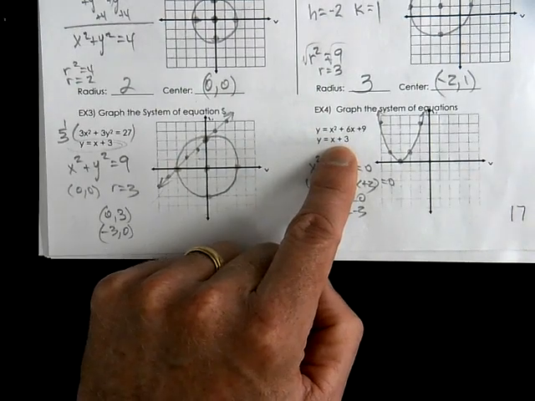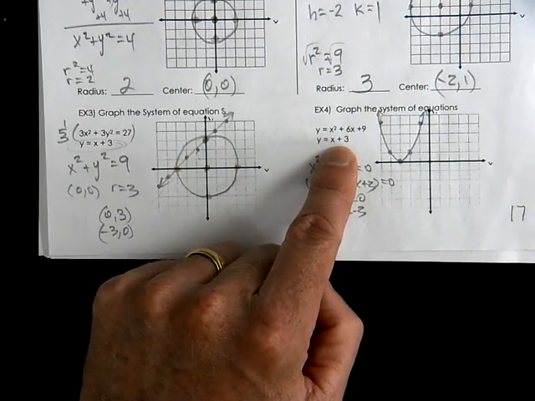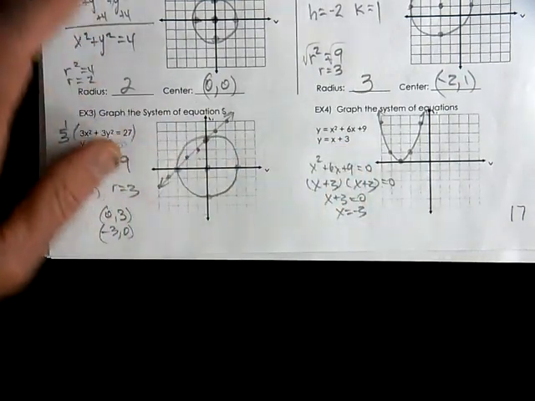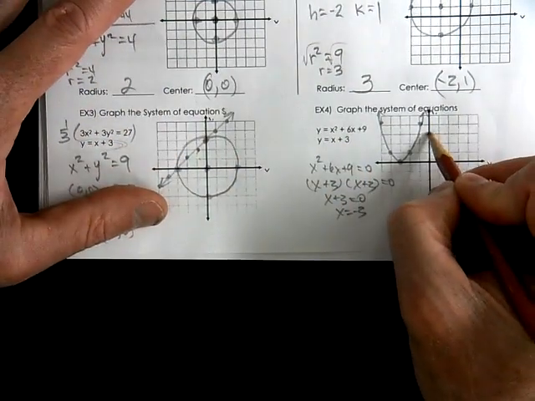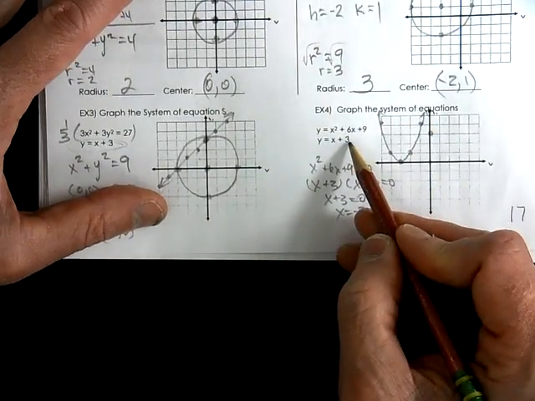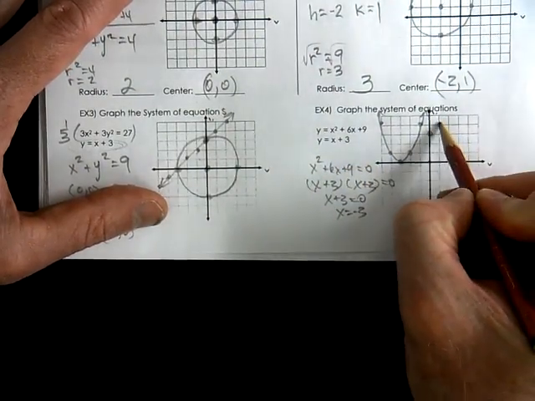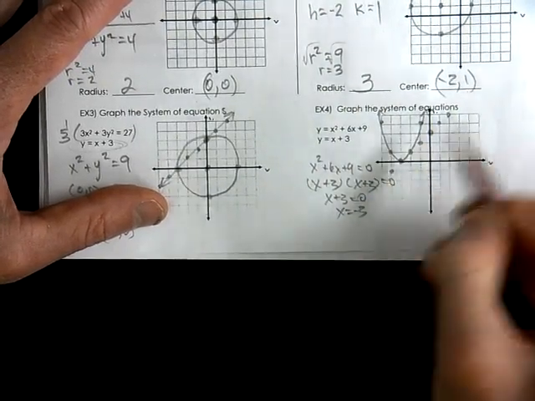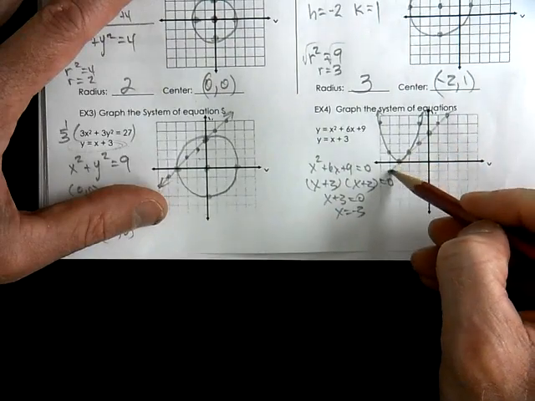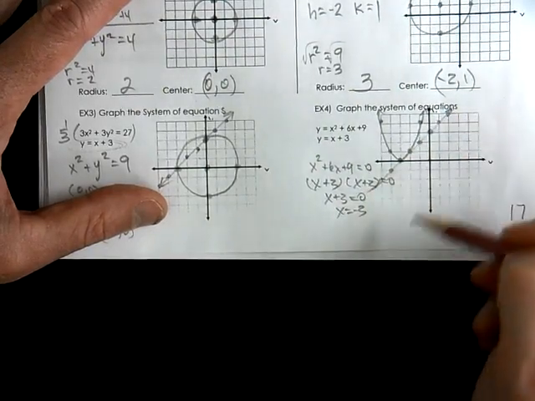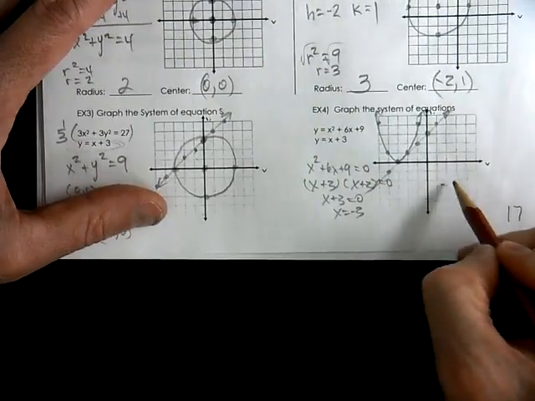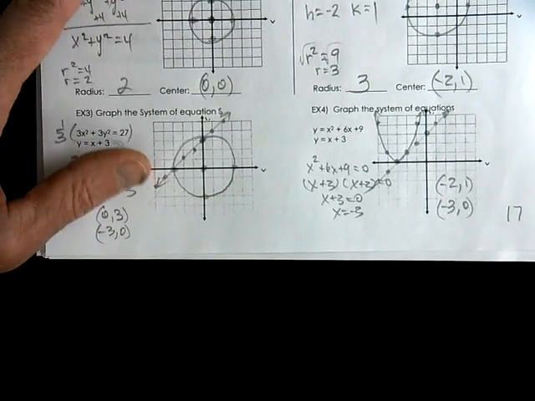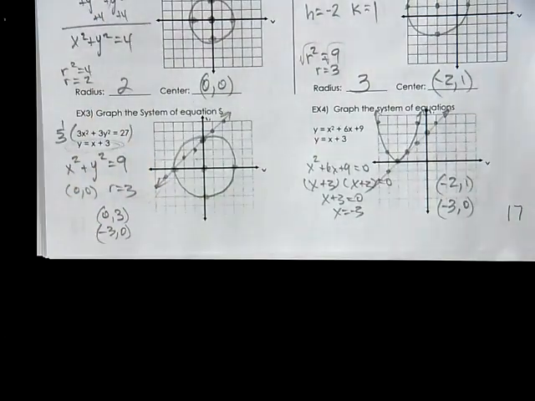Now we look at our other equation, and we see that this is linear again. In this case, it's having us at the y-intercept of 3 again with a slope of 1. And our intersections are going to be negative 2, 1 and negative 3, 0. That's where the two graphs cross.